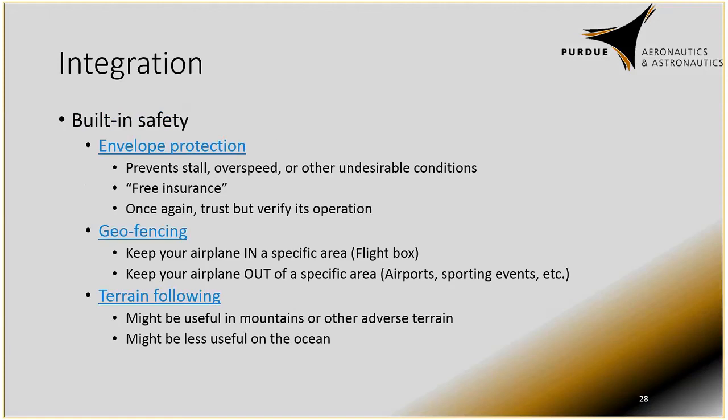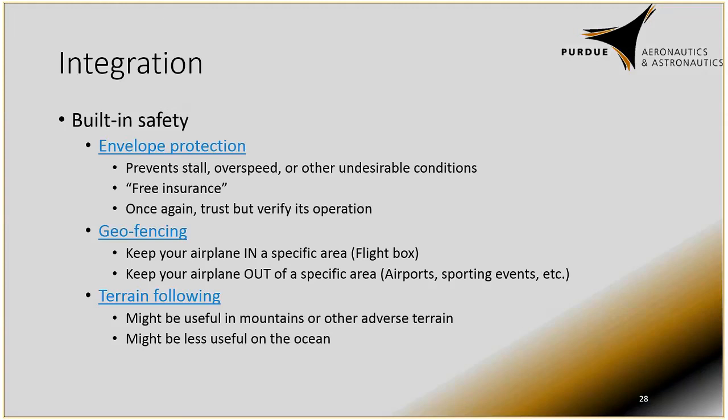So there are built-in safeties to Mission Planner in the firmware. You can set up an envelope protection as a flight envelope protection. Prevent stalls, overspeed, so that's more or less preventing you from pitching the nose up, down, or rolling too far, as well as making sure that you're not diving straight at the ground with full throttle. Kind of a free insurance, highly recommended. You can trust that, but make sure it's actually working.